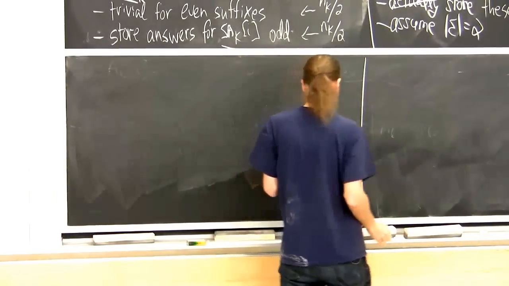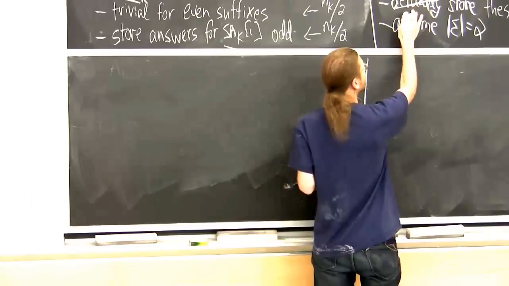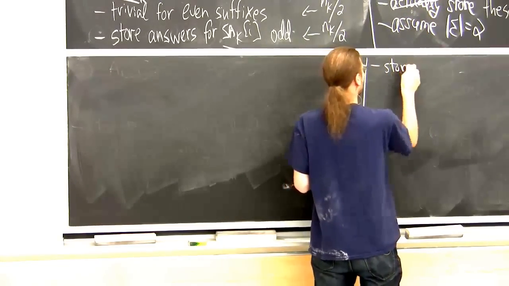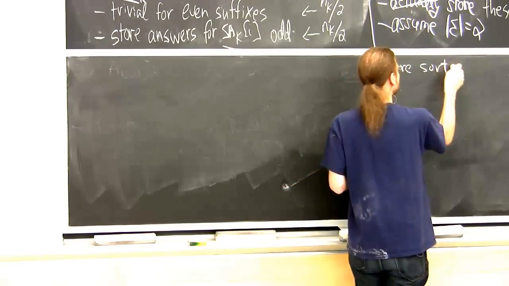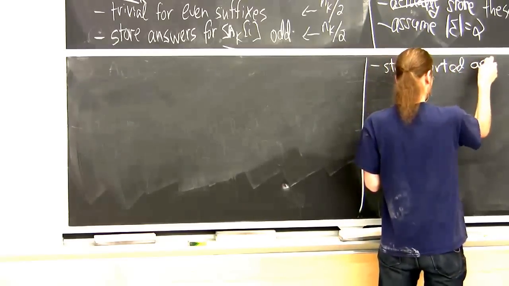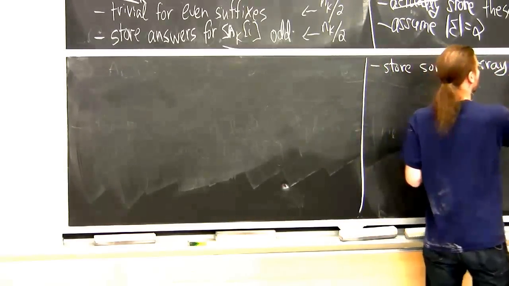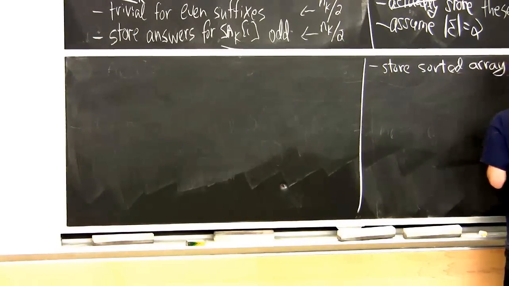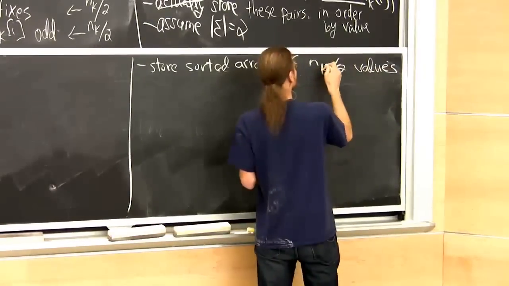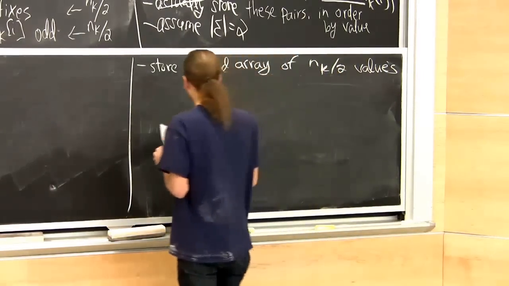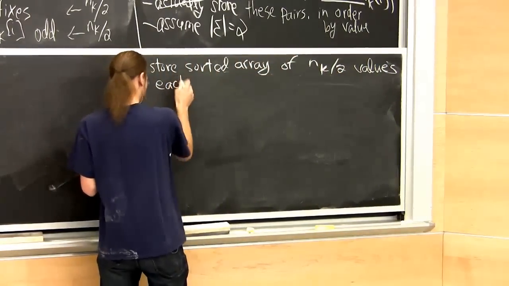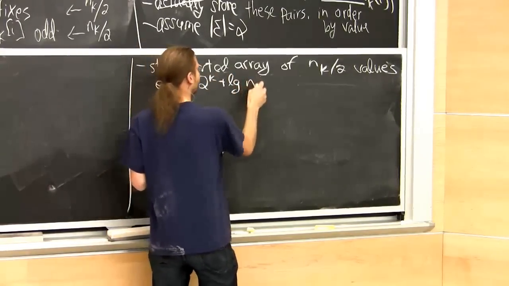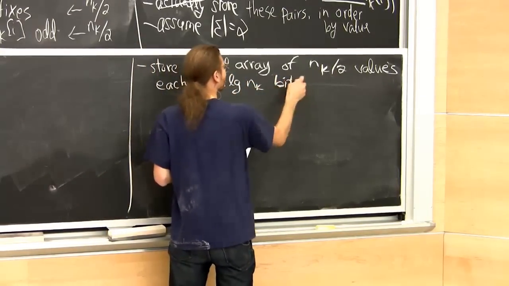So here we go. We're trying to store these pairs. So we're trying to store a sorted array of nk over 2 values. Right, that's how many odd suffixes there are. And they're each 2 to the k plus log nk bits, I claim.